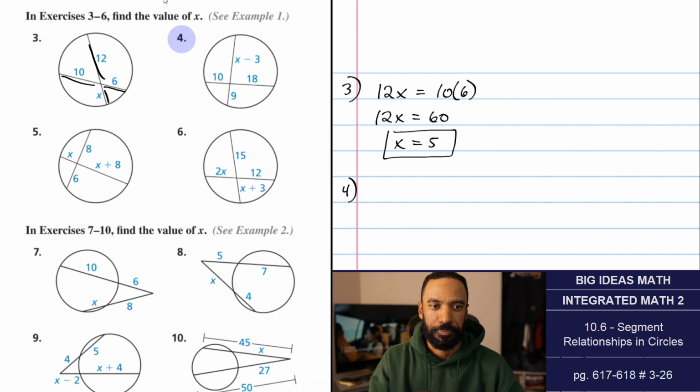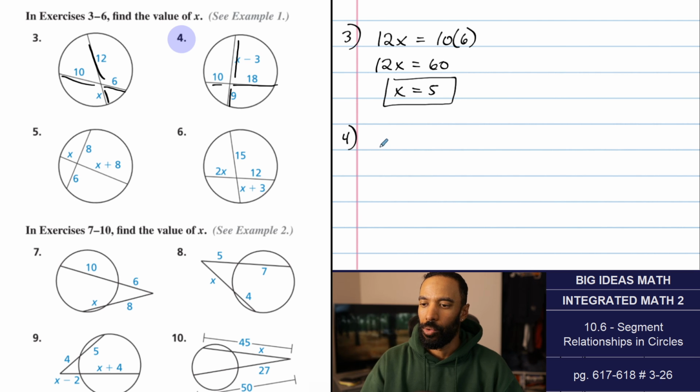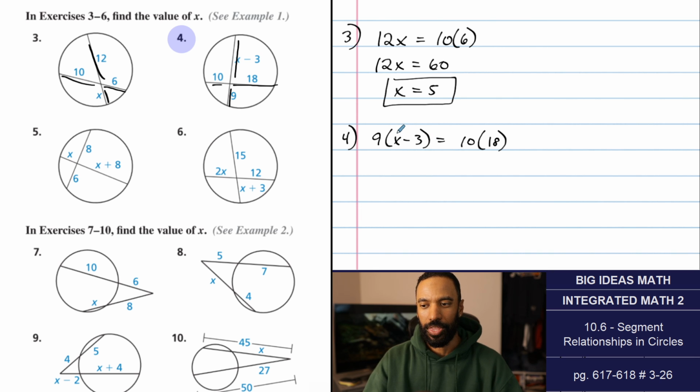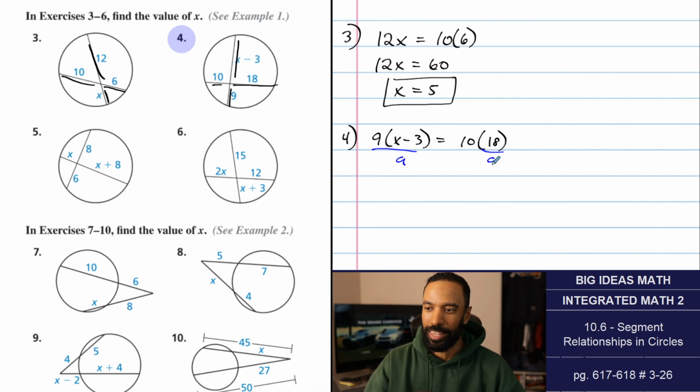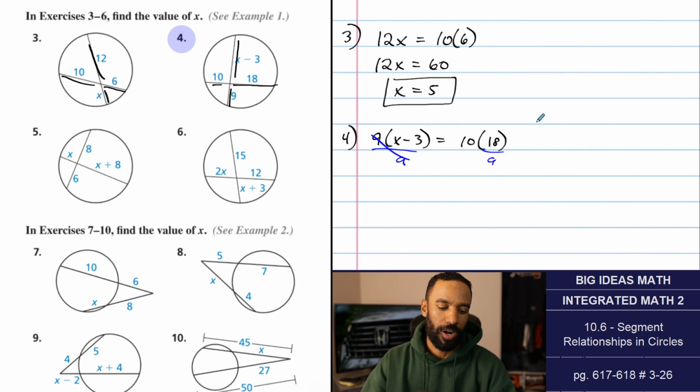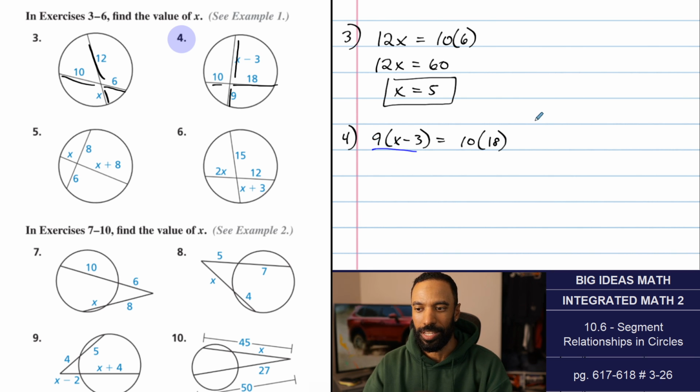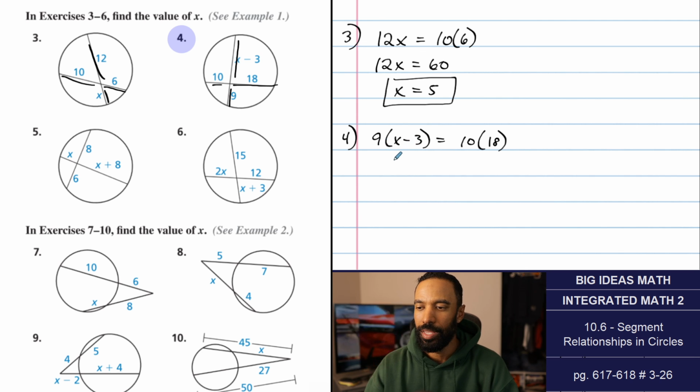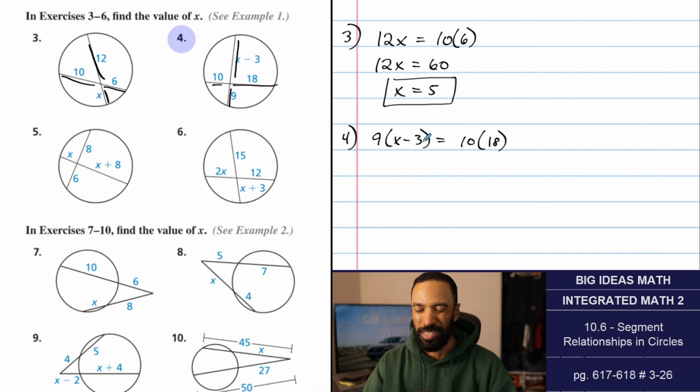Number 4, once again, we got this times this equals this times this. Pretty straightforward. So we got 9 times x minus 3 equals 10 times 18. Now, there are some things that you can do. Like if I wanted to, I could divide both sides by 9. That could turn that into 2 and whatever. I don't think most people will see that. So unless the numbers get outlandishly large, I'm probably not going to do that. I'll just go ahead and distribute this stuff. Like I could have divided these by 6.